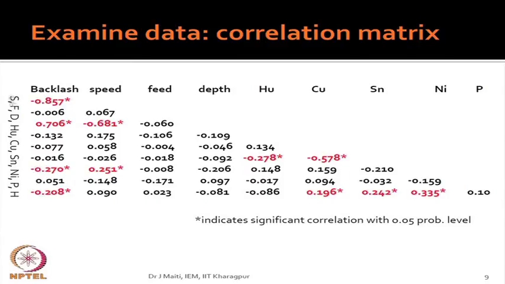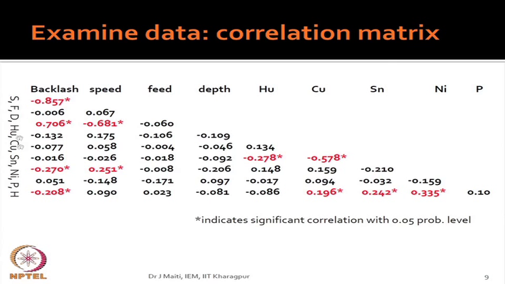Now, if you see backlash vis-a-vis all those independent variables we are considering in this case, you see that backlash versus speed has a negative correlation which is significant. Similarly, backlash versus depth of cut has a positive correlation which is also significant. Backlash versus nickel has a negative and significant correlation, and backlash versus hardness has a negative but significant correlation. So, this correlation coefficient will give you some idea whether these so-called independent variables in the model are contributing to the dependent variable backlash or not. In regression, dependent and independent sides will be there. In this case, we are talking about one dependent variable, that is backlash, and several independent variables, 1, 2, 3, 4, 5, 6, 7, 8, 9 independent variables.